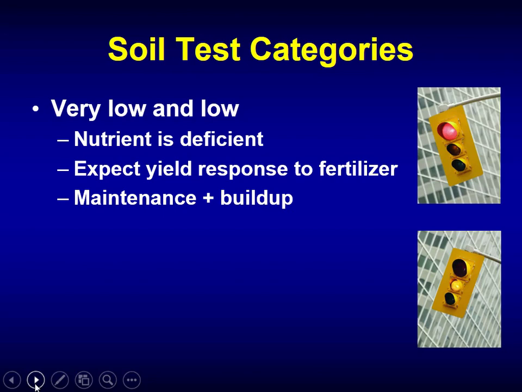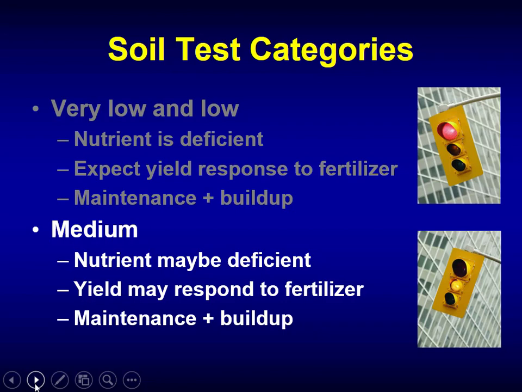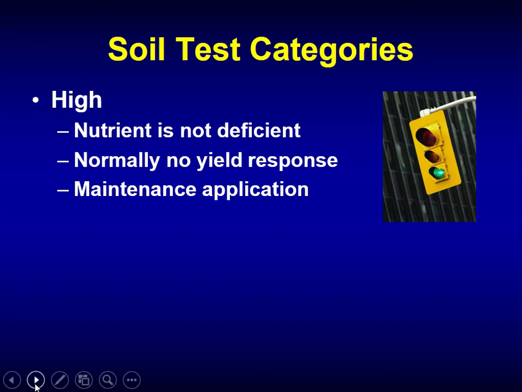A medium, the nutrient's probably not deficient. It might be, and sometimes we'll get a yield response, but most of the time, not a real big yield response. And we recommend maintenance and a little buildup fertilizer. When we get into this high soil test range, generally the nutrient is not deficient, and we get no yield response from additional fertilizer. So the only thing that we get is a maintenance application. So if you tell the soil testing lab, I'm making hay on this field, they're going to say, well, if you're making 3 tons of hay, you need to put on 150 pounds or 180 pounds of potash to replace what you've taken off of that field. So that's kind of just maintaining that field.